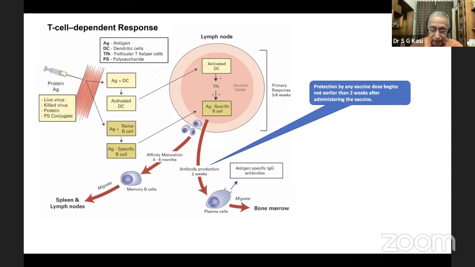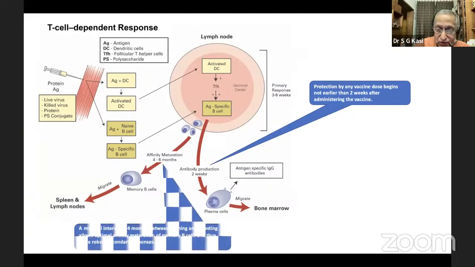So when you want to go on a holiday and you want to take a rabies vaccine, you should finish it at least 2 weeks before. If a child is undergoing splenectomy, you have to finish the vaccine schedule at least 2 weeks before as far as inactivated vaccines are concerned, and 4 weeks for the live attenuated vaccine. On the other hand, affinity maturation takes 4 to 6 weeks.